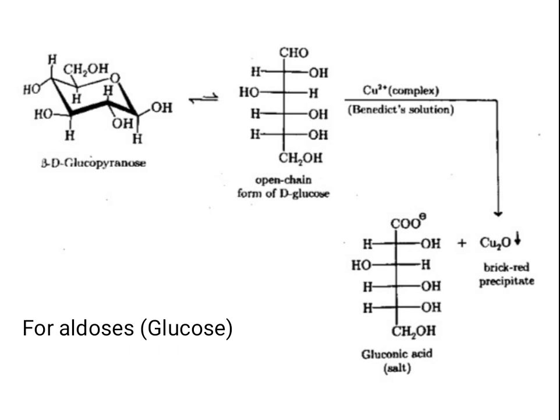So in case of aldoses, if you take beta-D-glucopyranose, the open chain form of this D-glucose will react with the Benedict solution, and this CHO group will be oxidized into a carboxylic acid group. As the medium is basic, this will remain as carboxylate ion, and you will get a gluconic acid salt.